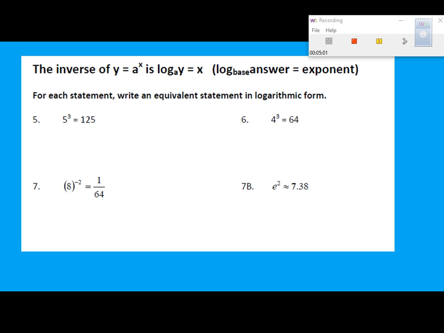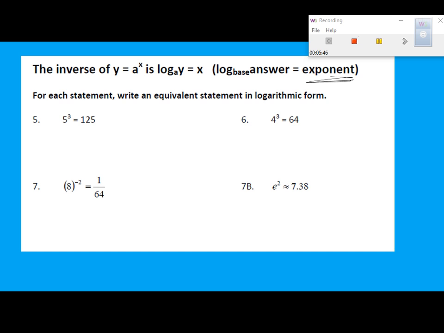So up top here, and on your sheet, I've got the inverse of y equals a to the x. The inverse of an exponential function can be written as log to the base a of y equals x. That's hard for me to remember, so I usually remember it more like this. I say to myself, log to the base, the exponent's over here, the answer is here. That way I can remember it goes base, exponent, equals the answer. Now if you see a few of them, it's going to make a lot of sense to you.